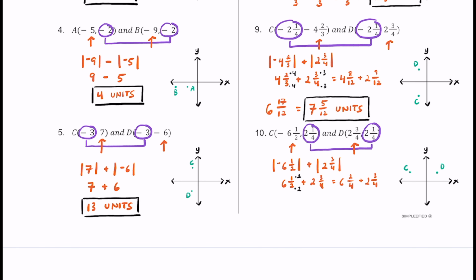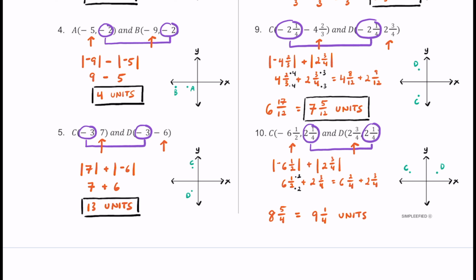Okay, adding these whole numbers of 6 and 2, that's going to be 8. And then adding the numerators, 2 plus 3 is 5, so it's going to be 5/4. Now we have an improper fraction inside of a mixed number, just like in number 9, so we can rearrange this and say this is going to be 9 1/4 units.